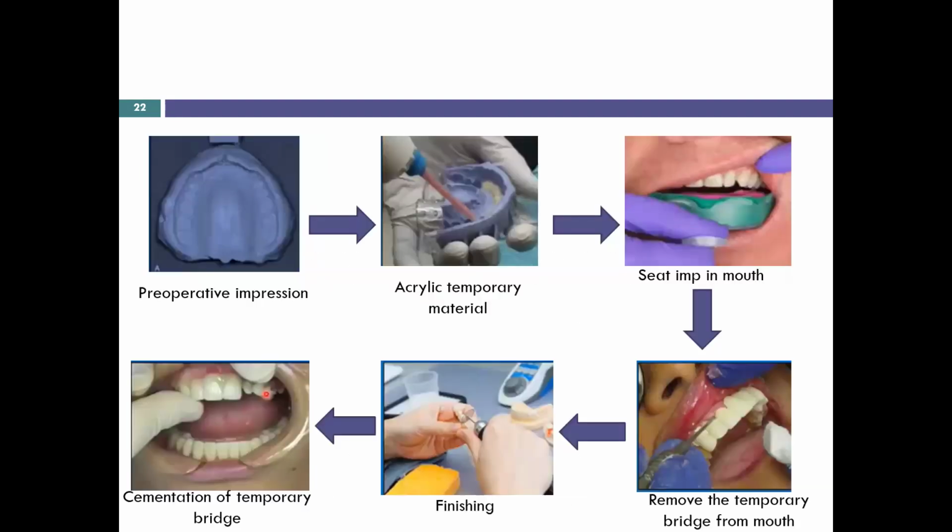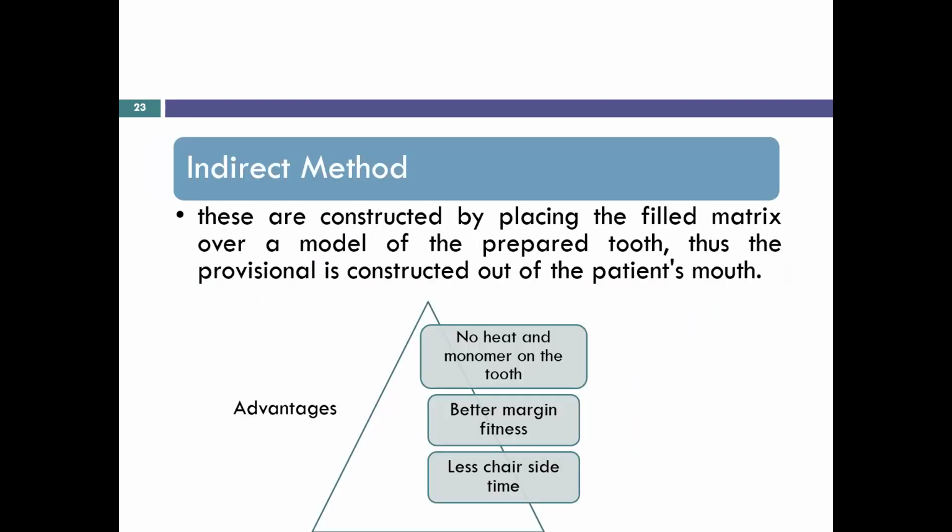The direct method is always done in the patient's mouth, and the indirect method is done in the laboratory. Indirect method: these are constructed by placing the filled matrix over a model of the prepared tooth. Thus the provisional is constructed outside the patient's mouth. So in the direct technique, it was constructed in the patient's mouth. In the indirect technique, it is not constructed in the patient's mouth, although it is constructed on the cast, on a model. The advantages of indirect technique are there is no heat or monomer exposure to the tooth, better marginal fit, and less chair time.